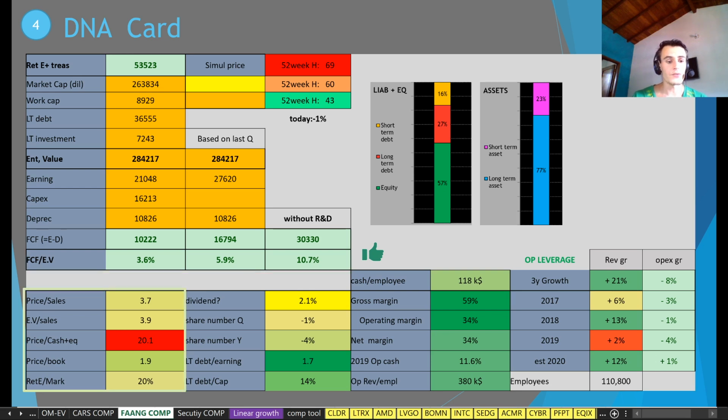On the price ratios, look at this. The EV to sales, enterprise value divided by the sales numbers in 2019, was less than 4.